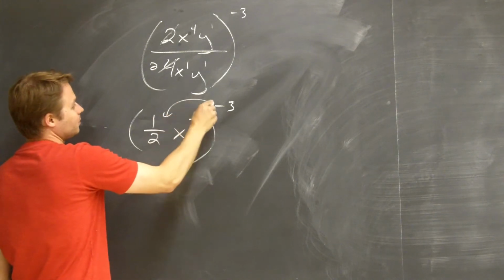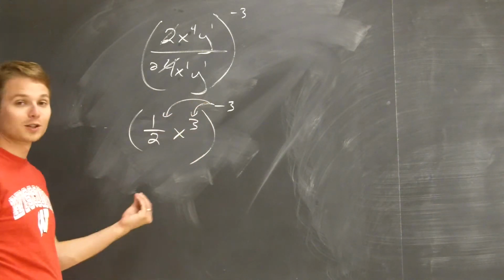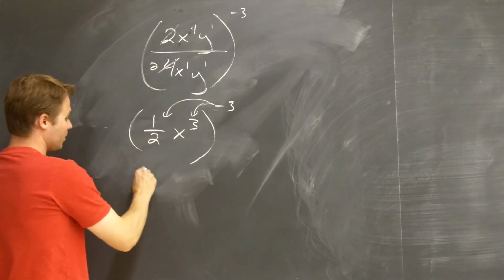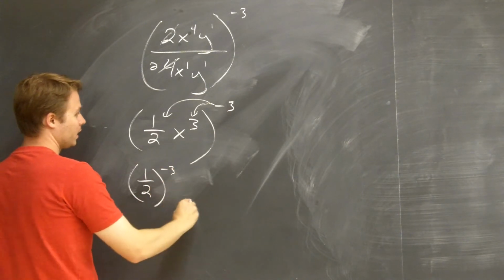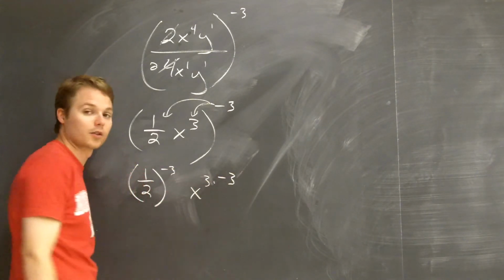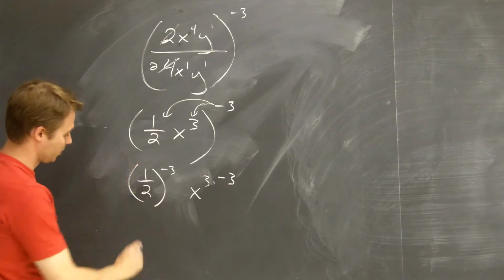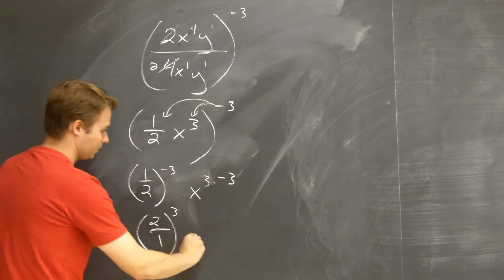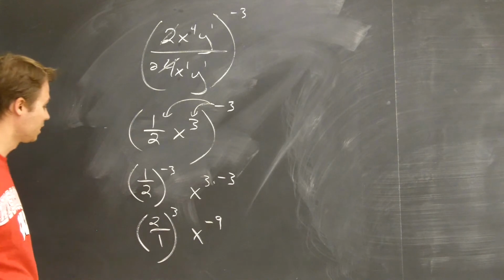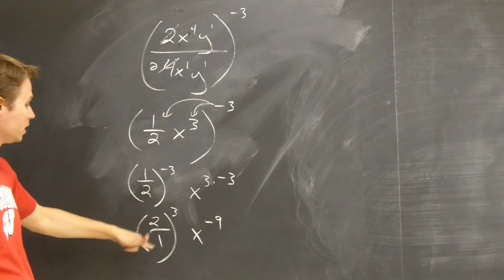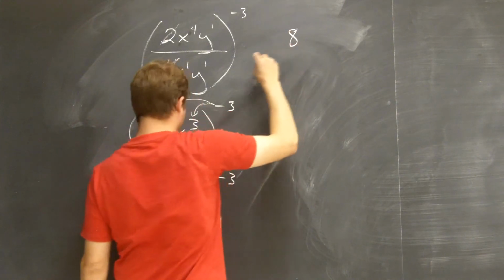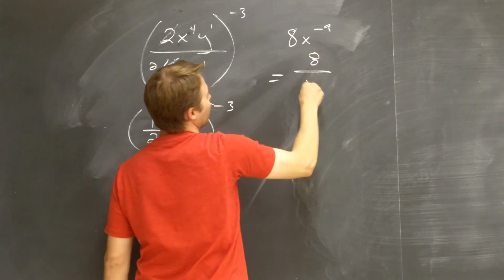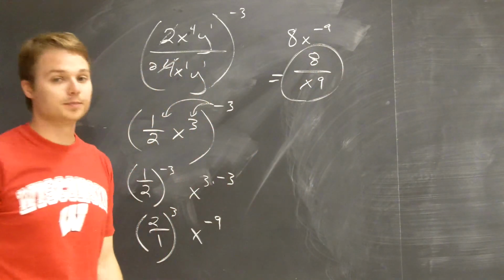Now I can distribute out my negative 3 here, and I only have to distribute it out 2 times now instead of 6. So you can see why this maybe is a little more efficient. So this will be 1/2 to the negative third times x cubed to the negative third. This negative third power, I can make it positive by flipping the fraction. And this, of course, is x to the negative 9. This is 2 divided by 1, which is just 2, and then 2 cubed is 8. So my final answer will be 8 times x to the negative 9, or 8 over x to the positive 9.